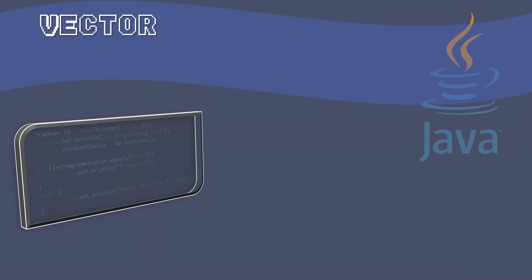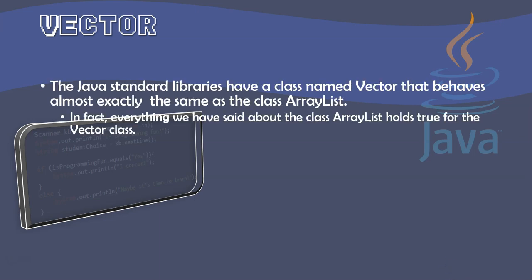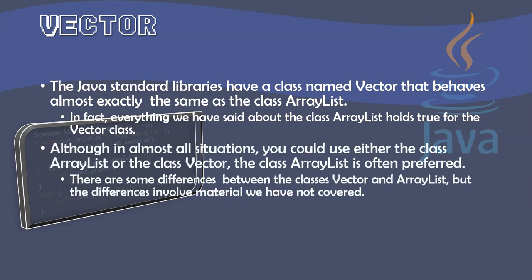So let's just for a moment talk about what vectors are. Vectors, of course, are simply just another class in Java. Particularly if we look at the Java standard libraries, you'll see that it behaves pretty much exactly the same as our familiar class, ArrayList. In fact, almost everything we've said about the class ArrayList will hold true for the vector class. And in almost all situations, you can use either the class ArrayList or the class vector, but a lot of times ArrayList is preferred because of its flexibility and just familiarity with many programmers.